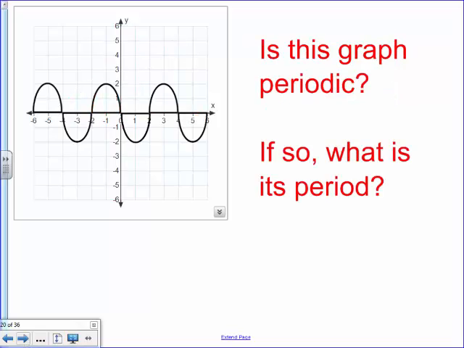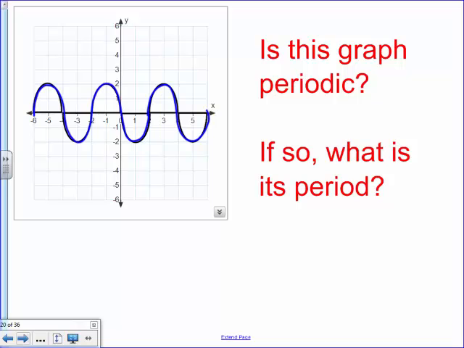And let's look at a little funkier one. Is this graph periodic? Well, let's look. Let's check how the pattern looks. So it goes up, comes down, and then back up. Goes up, down, back up, down, back up. Good. So I would say, yes, it's got a pattern.